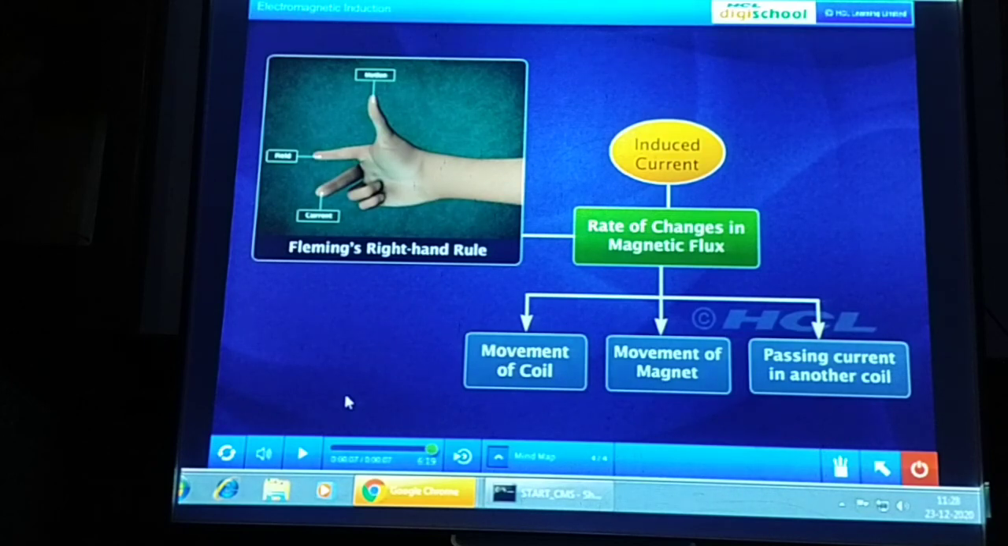Movement of coil, movement of magnet, and passing current in another coil.